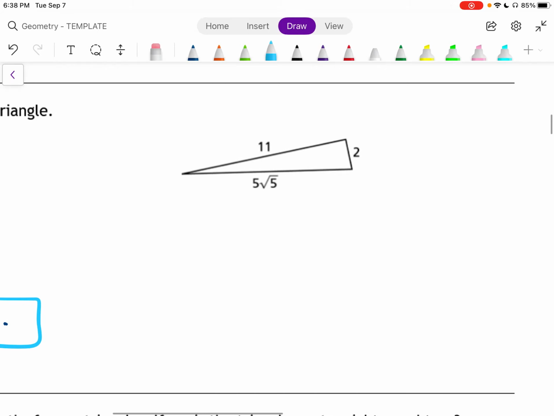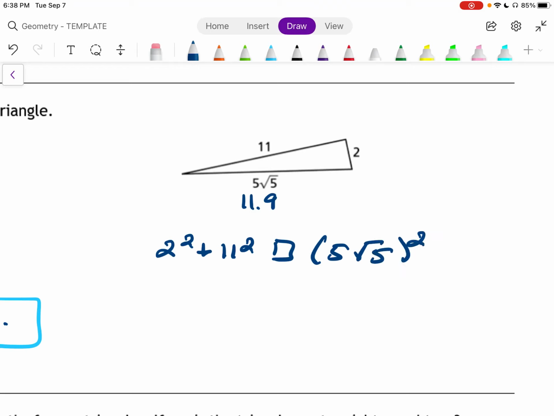All right, next up. This is the first one that it's really not obvious which one is the hypotenuse. I really don't know if it's the 11 or the 5 root 5. So again, we need to type it in, 5 root 5, and that gives me 11.9. Now we know that the 5 root 5 is the hypotenuse. It's the longest side. So I can say 2 squared plus 11 squared box 5 root 5 squared.